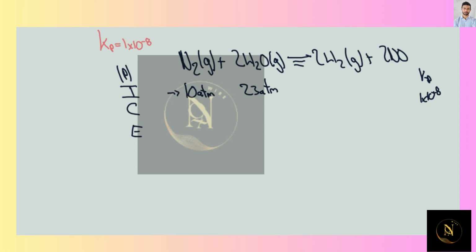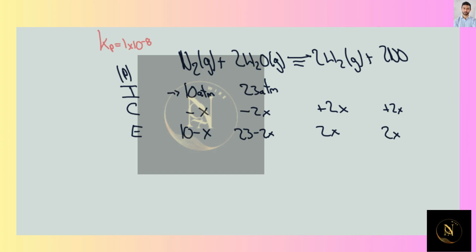And now we're going to proceed with our ice table. Since the limiting reagent is nitrogen, we're going to have minus x over here, minus 2x, and we're going to produce 2x of both of the products. Next step is going to be finding the equilibrium concentrations: 10 minus x, 23 minus 2x, 2x, and 2x.